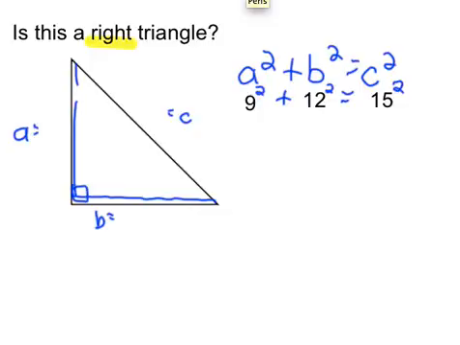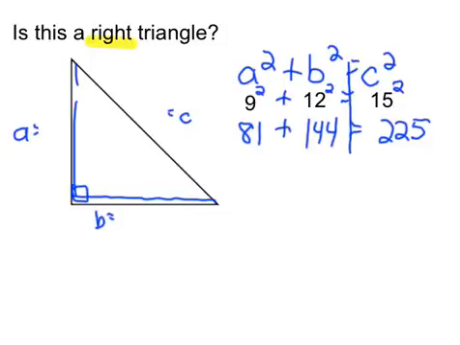Now I'm going to do some math here. 9 squared is 81, 12 squared is 144, and 15 squared is 225. I'm going to bring everything else down. Again, I don't have to solve for any variables. I'm just going to do what I have here.